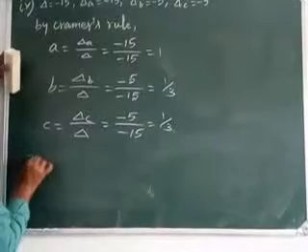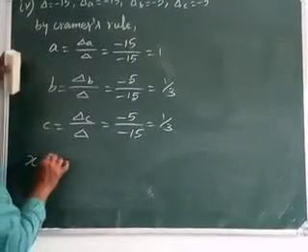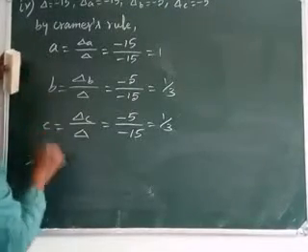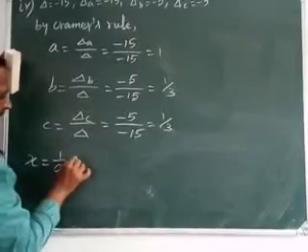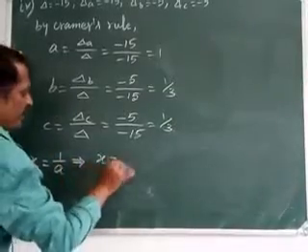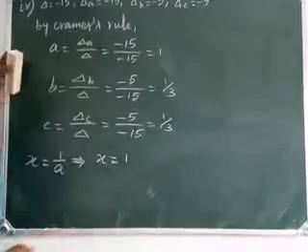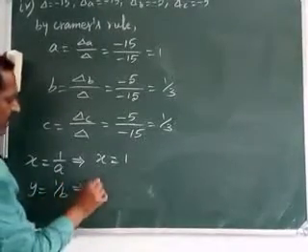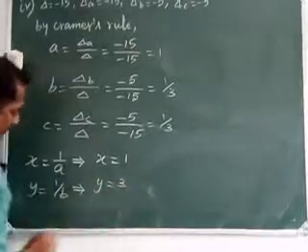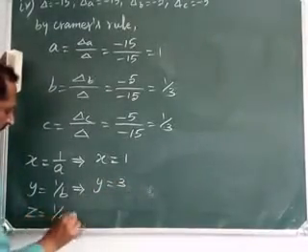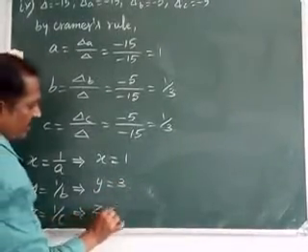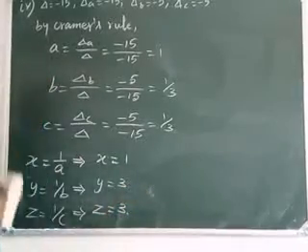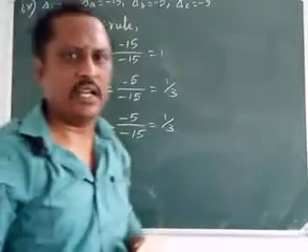Now you have to find the x, y, z values. So 1 by x is equal to a, so x is equal to 1 by a. This implies x is equal to the reciprocal of 1, which is 1. y is equal to 1 by b, this implies y is equal to 3. z is equal to 1 by c, this implies z is equal to 3. So the x, y, z values are 1, 3, 3.